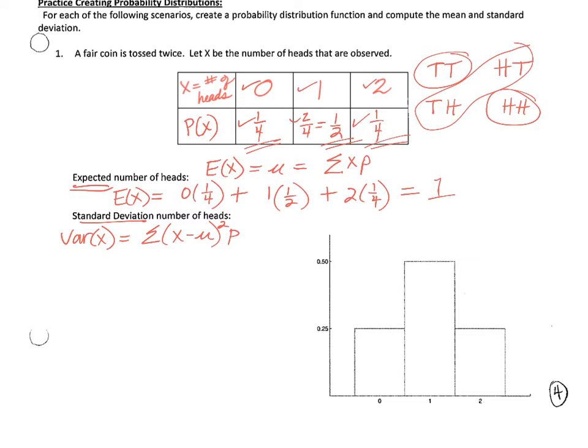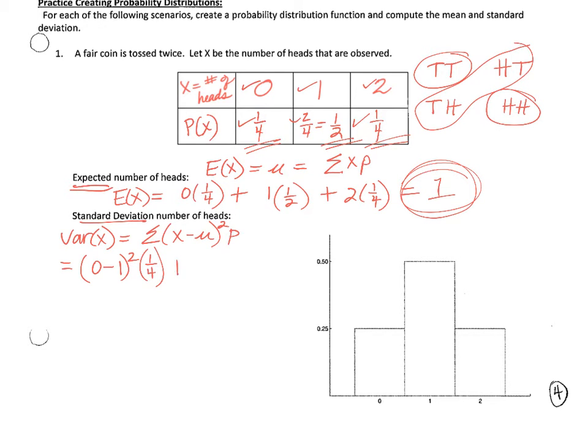X minus the mean quantity squared times its p. So let's see how that looks. Okay, so here we go. What's the first x? 0. 0 minus the mean, which is 1. That's what we just figured out a minute ago. So 0 minus 1 quantity squared times the p, which is 1/4.